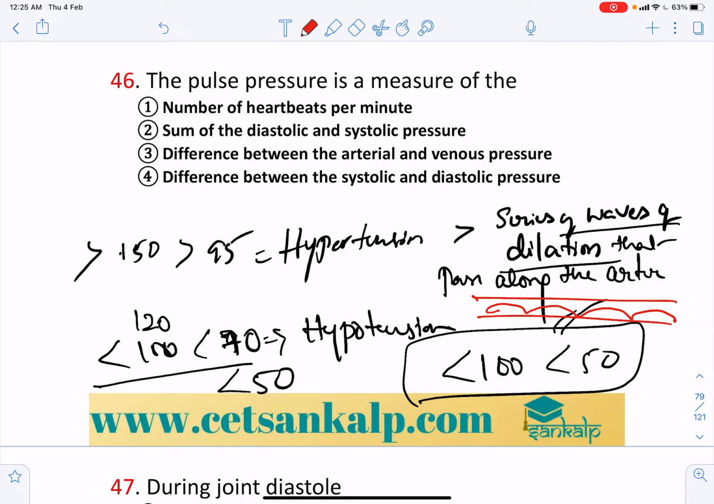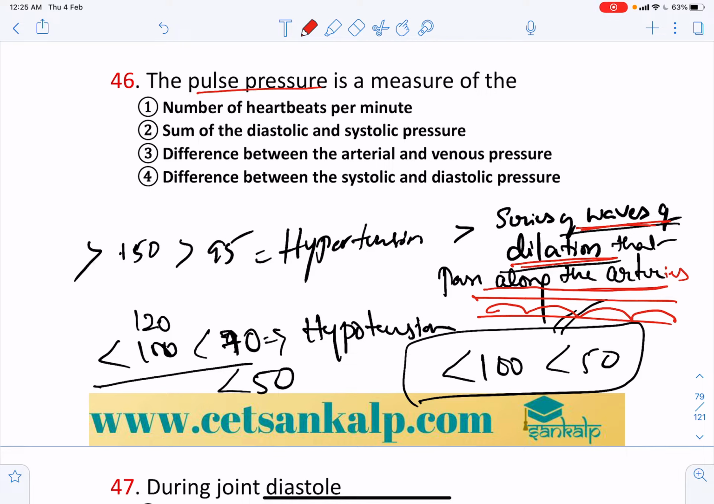So this we can say, because of the heart which is going to pump the blood from the left ventricle, there is a series of waves of dilation that pass along the arteries due to the blood pressure exerted by the ventricles. So that is what the pulse pressure is.